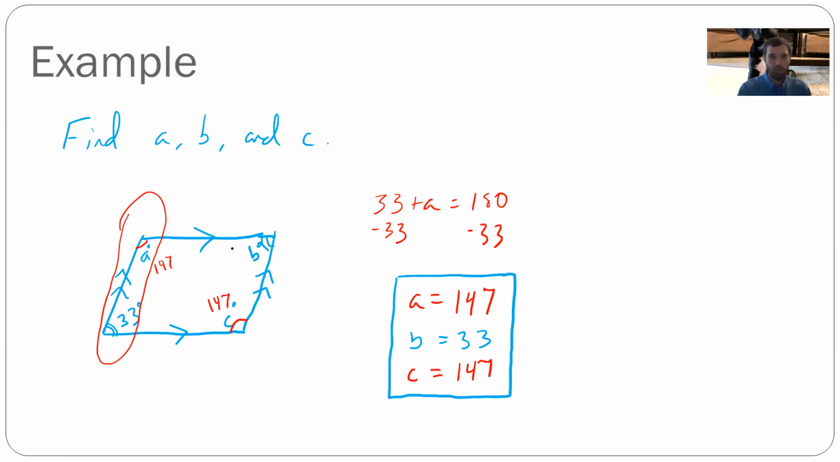And if I look at it, this is 33. We take any two consecutive sides, any two sides that are next to each other, you add those two numbers, they will equal 180, okay? So let's do another example illustrating this.